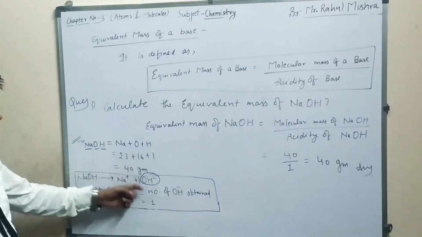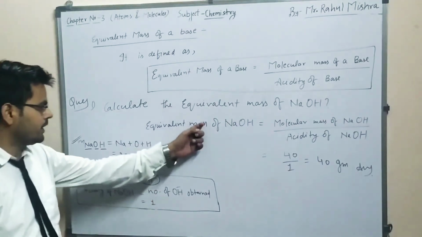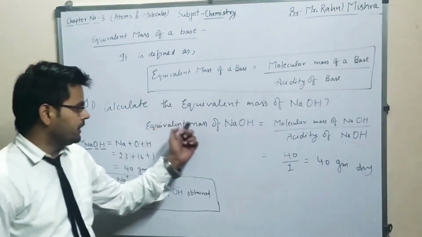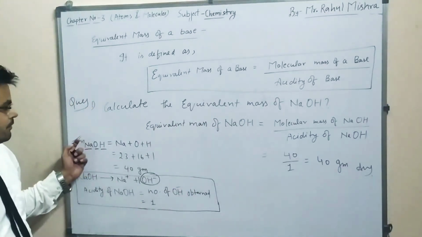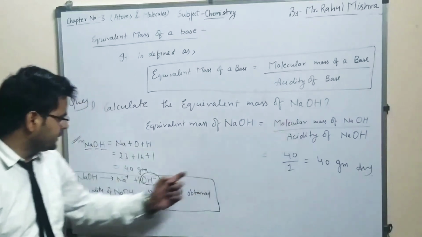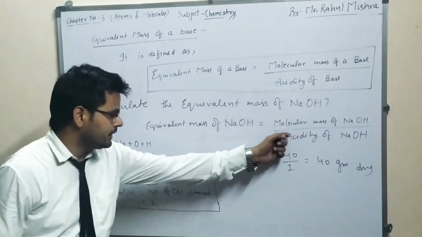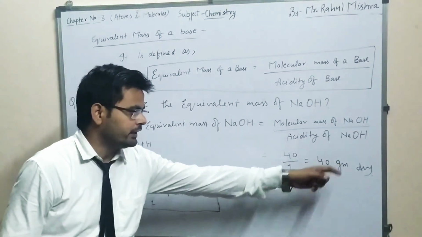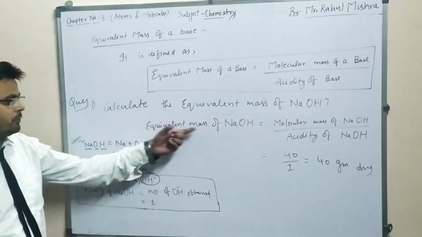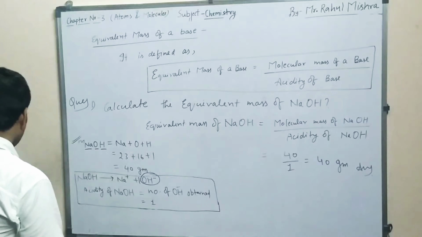So now putting all these values into this formula, equivalent mass of NaOH will become molecular mass of NaOH, which is 40, divided by acidity of NaOH, which is 1. So 40 by 1 means 40 grams. So this is the equivalent mass of NaOH.